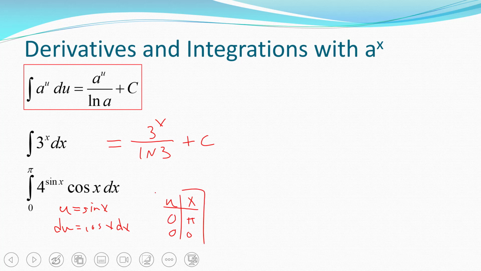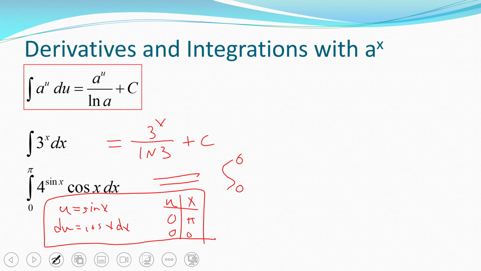So then, based upon these substitutions, this would become the integration from 0 to 0 of 4 to the u du, which we don't have to find that antiderivative at all because we're integrating from 0 to 0. So the answer is just 0. That's it. That's that answer.